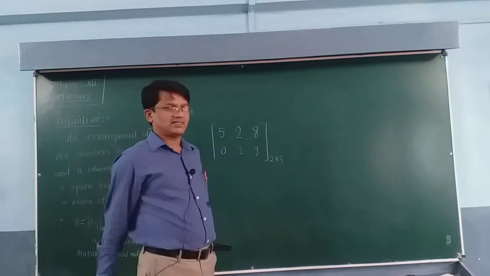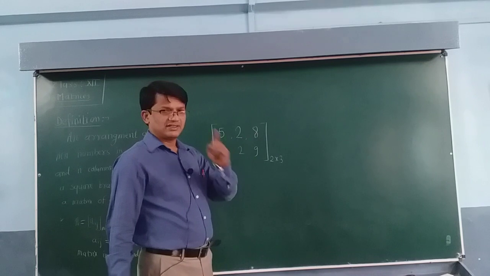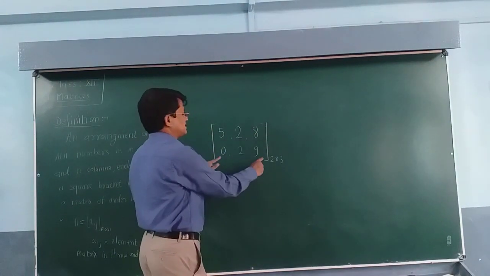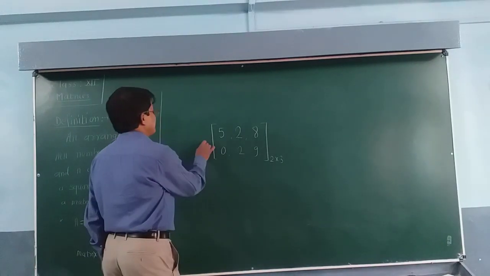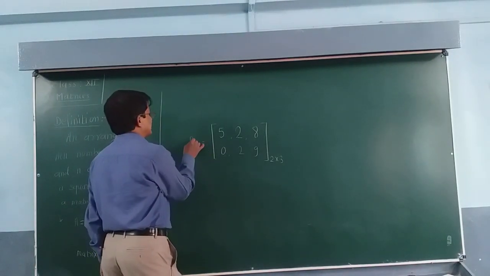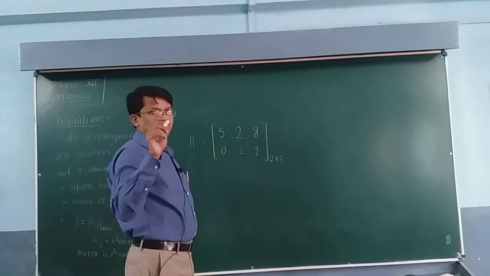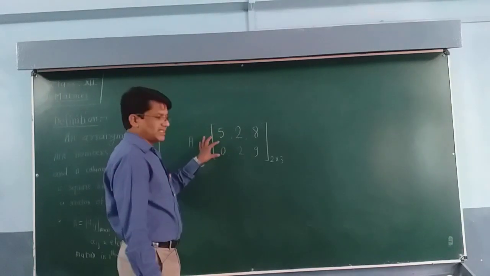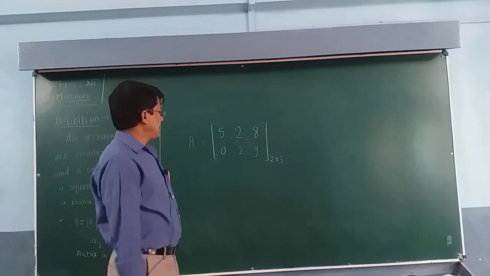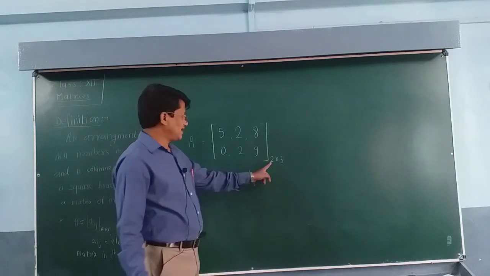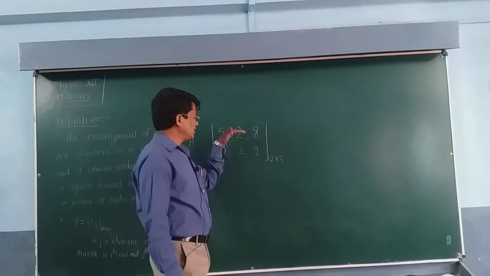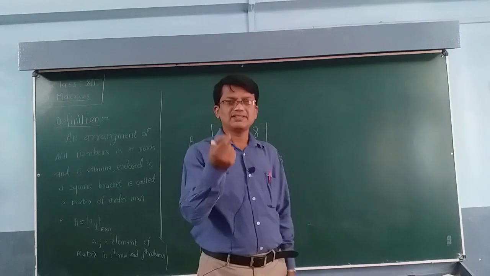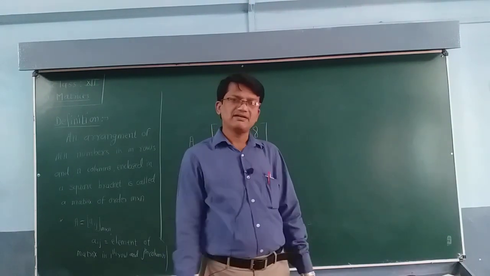This arrangement is called a matrix, and the numbers are enclosed between this bracket, and the matrix is denoted by using capital letters. Suppose capital A, capital B, capital C, etc. Okay, this presentation is the matrix. The arrangement of how many elements here? 6 elements in 2 rows and 3 columns. This type of presentation is the matrix.